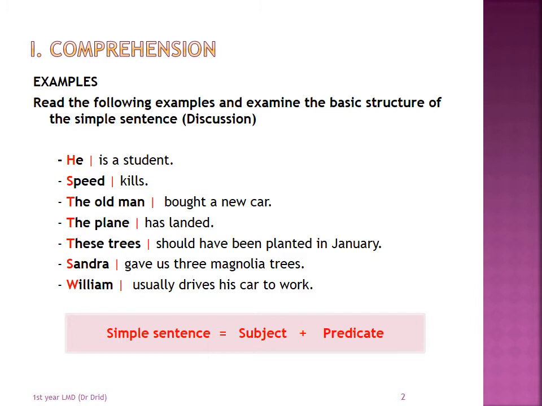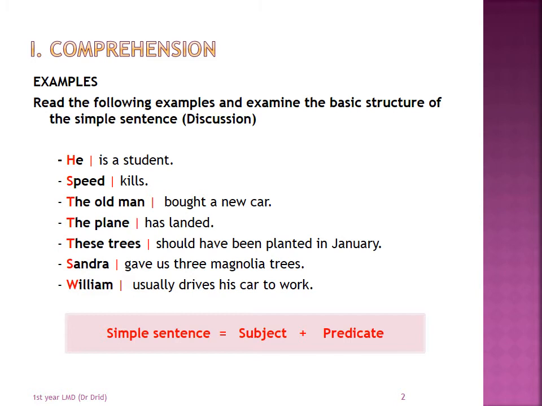We notice that the subject can be a noun like speed, Sandra, William. It can be a pronoun like he, she, it, they. It can be singular. It can be plural. It can be a noun phrase like the old man. Even the noun phrase itself can consist of 2 parts. I say the old man and the little girl, and then we say something about them. So we have variety in the subject element.